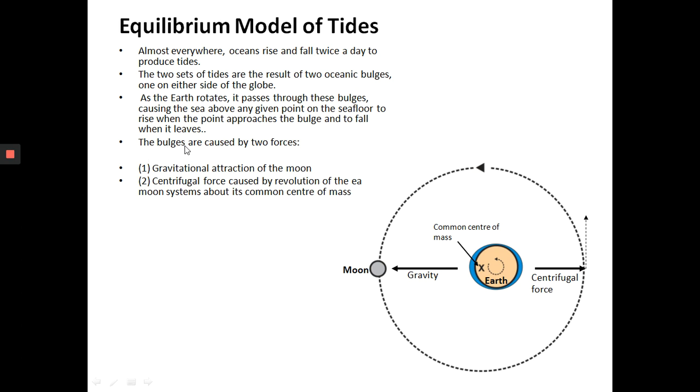Now, the bulges are caused by two forces. First, you have the gravitational attraction of the moon. The moon is pulling all that mass from the Earth towards the center. And then you have centrifugal force caused by revolution of the Earth-Moon system about its common center of mass. Let's look at this in detail.